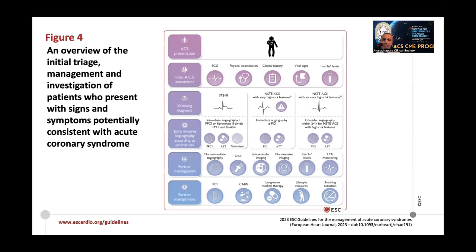So how do you assess, how do you approach this patient? Actually, even without the guideline, you should approach this patient with the ABC approach. You look at the patient's vitals, and as soon as possible measure the blood pressure, and then take an ECG.